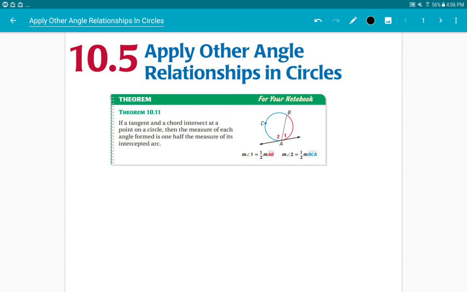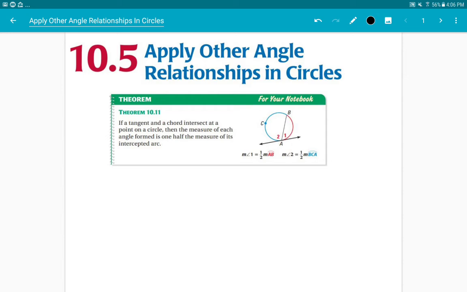So we're going to take a look at some other relationships within circles that are created with chords, tangents, secants, and see what their measurements will be. All right, so here's our first theorem for the section. If a tangent and a chord intersect at a point on a circle, then the measure of each angle formed is 1/2 the measure of its intercepted arc.